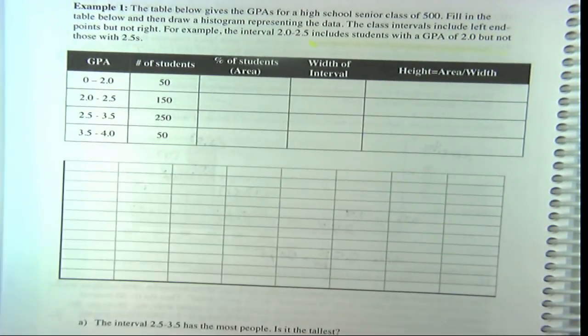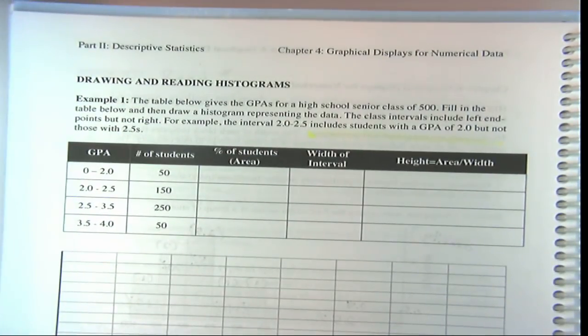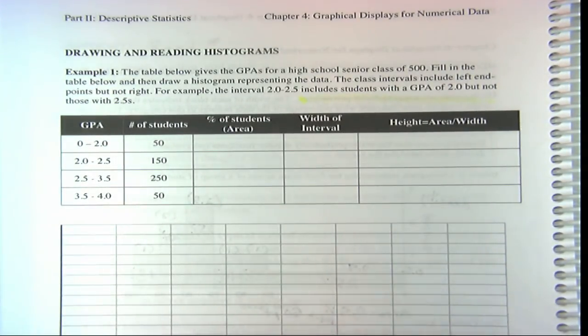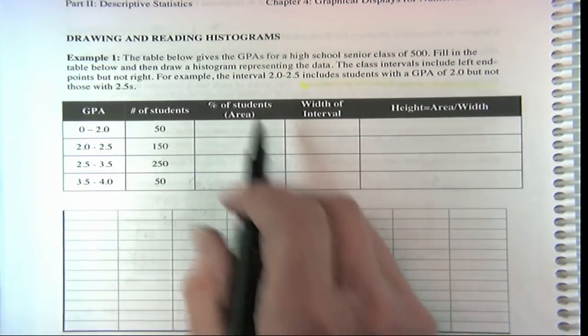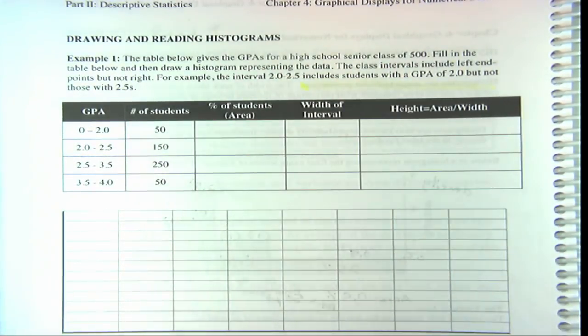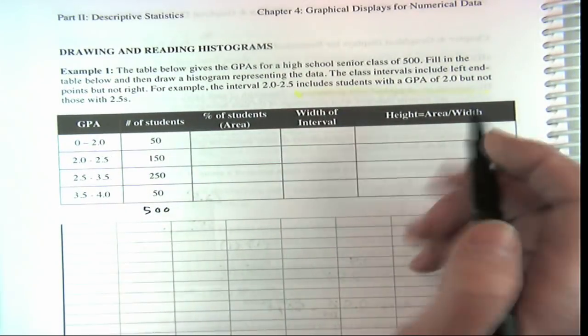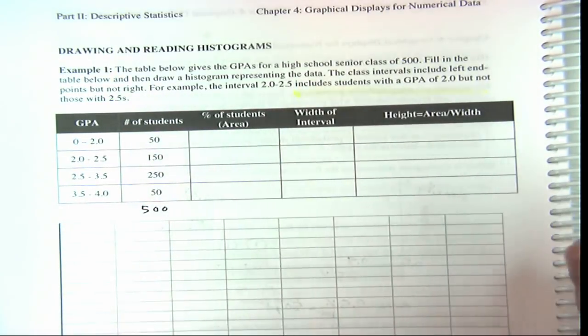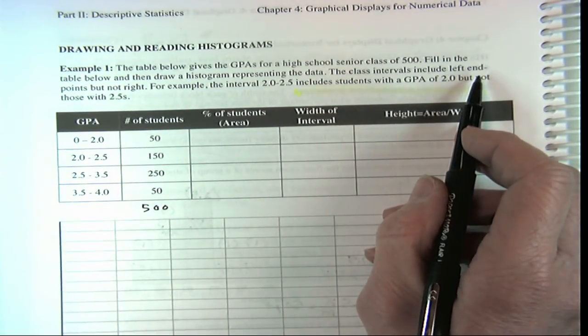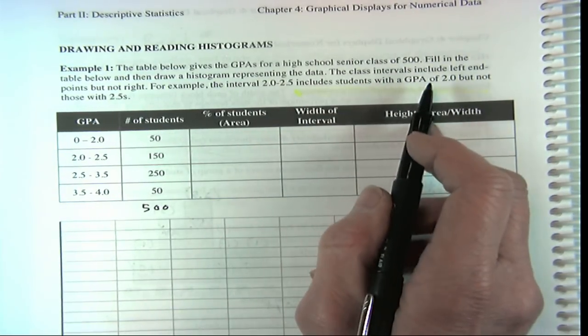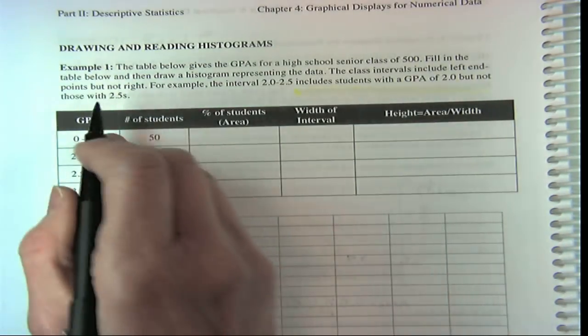Let's go on. So let's draw one, and you're going to be drawing one in your homework. We can just draw one real simply. So what do we have here? The table below gives the GPAs for a high school senior class of 500. So there's 500 students here. They should total up to 500, and they do. Fill in the table below, then draw a histogram representing the data. The class intervals include the left endpoint but not the right. For example, 2 to 2.5 GPA includes those with a GPA of 2 but not those with 2.5.